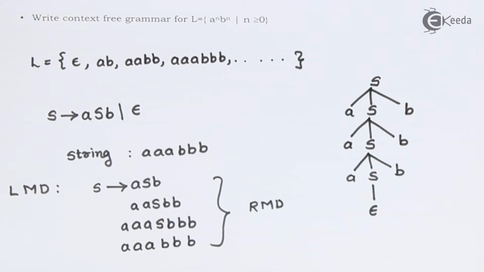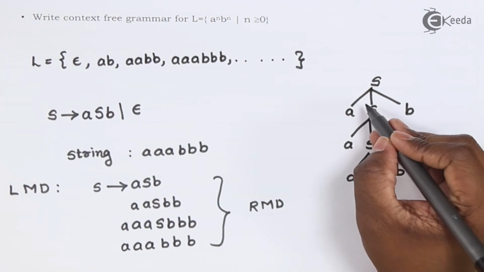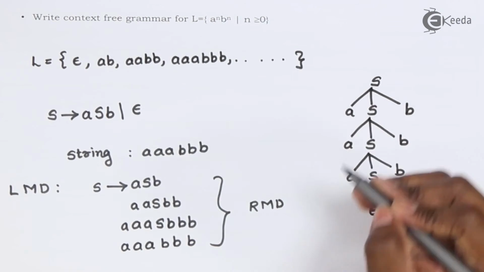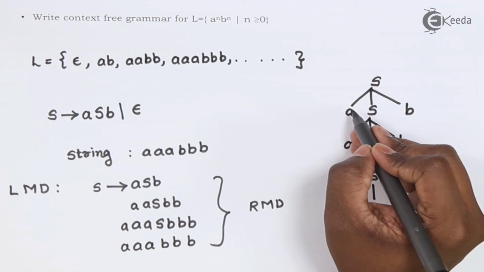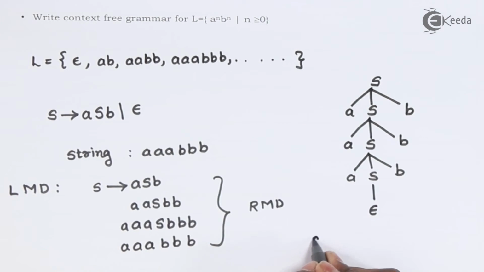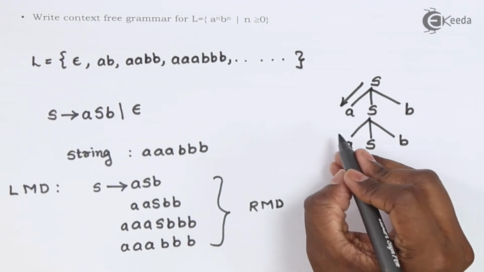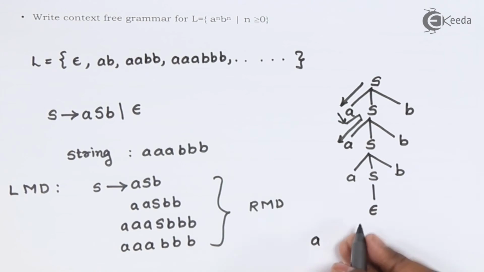How do we recognize the string generated by this parse tree? We have to traverse the tree. Which traversal will we be using? We will be using a pre-order traversal. In a pre-order traversal, we will start with this S, then comes this A. So the first alphabet generated is A. We will go back. You will approach the second A.